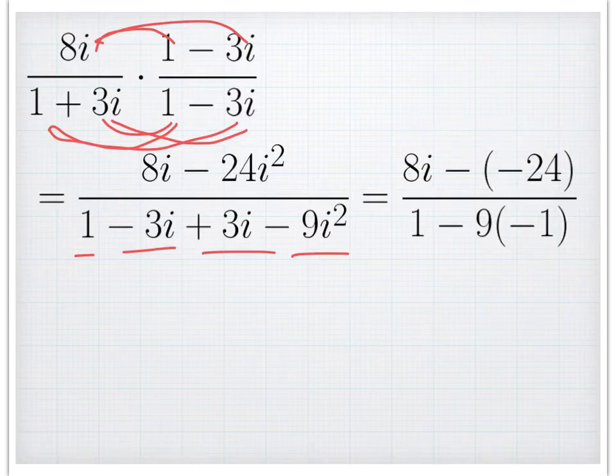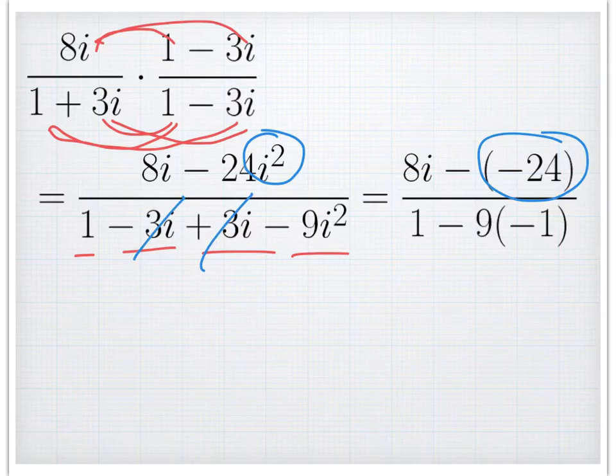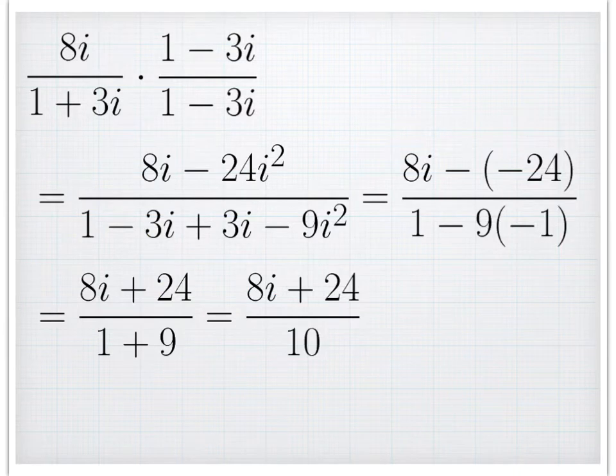Realize that i squared is -1, so we'll take that i squared and turn it into -1, so we're really subtracting 8i minus -24. 24i squared is -24. Combining like terms in the denominator, as we said, gets rid of the outer and the inner terms. We have 1 minus 9i squared, or if you prefer, we can call that 1 minus 9 times -1. That ends up being 1 plus 9. The denominator is 10. 1 plus 9 makes 10.